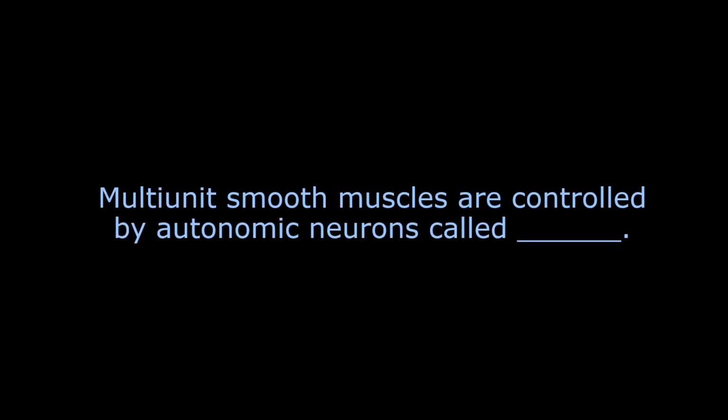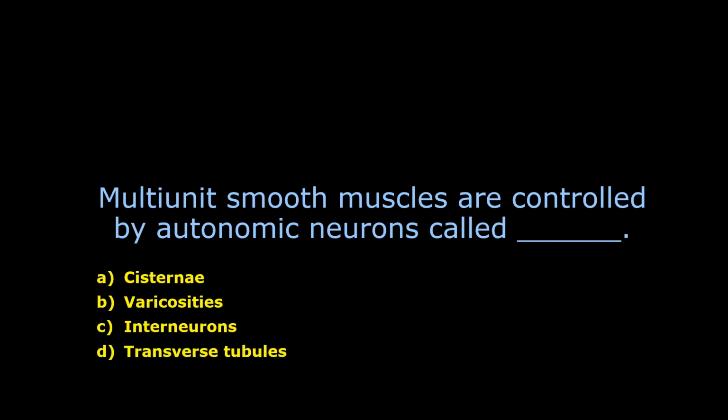Multi-unit smooth muscles are controlled by autonomic neurons. Remember, they're diffusely branched and they have lumps, bulges in them, and they're called varicosities. So let's look for the term. Cisternae, no. There it is, varicosities. That should be our winner. And interneurons and transverse tubules are bogus.